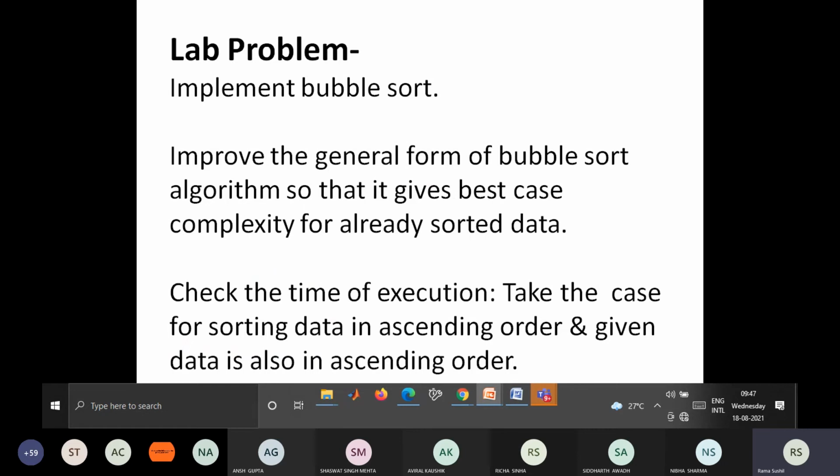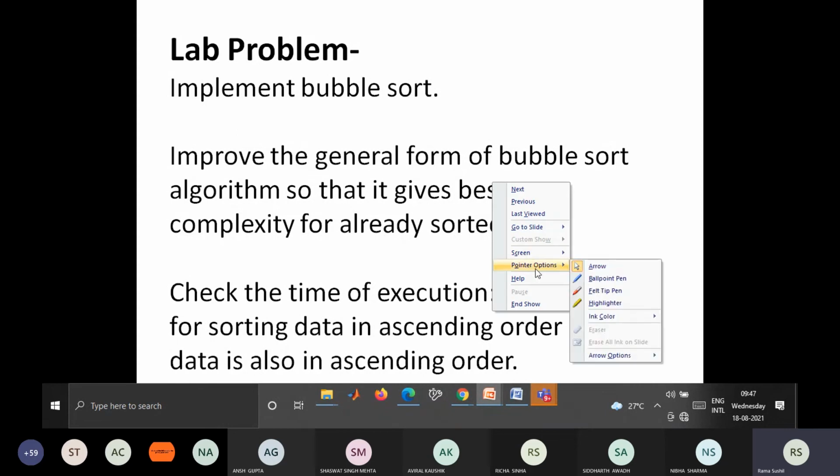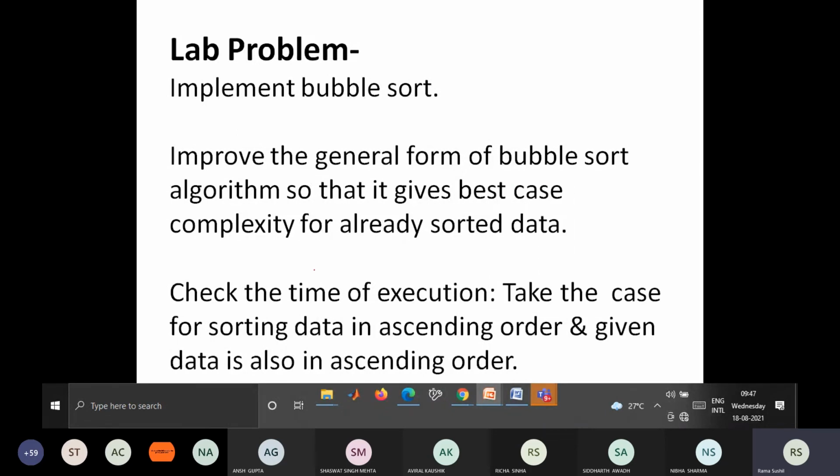We have techniques we can use, like a variable flag to find out whether the swap operation took place or not. If not, it is obvious. So for the bubble sort, you have this lab activity. Normally, just implement the bubble sort, and then the next variety of the question is this: improve the general form of the bubble sort algorithm so that it gives the best case. The best case complexity, the minimum time, will be reduced and will be minimum 1. It cannot be lower than that.